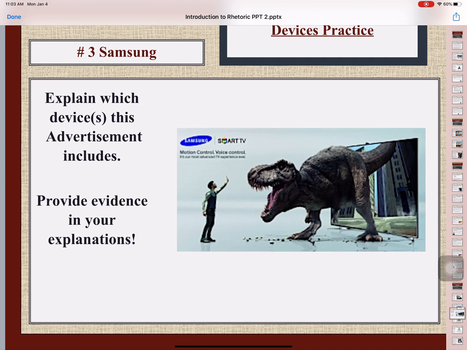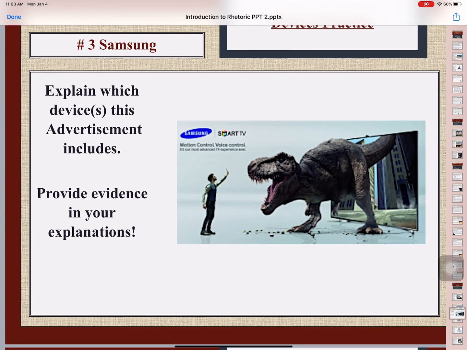Moving on. Samsung. Again, explain the device. Okay, motion control, voice control. Motion control, voice control. Look at that T-Rex. What a beautiful creature.